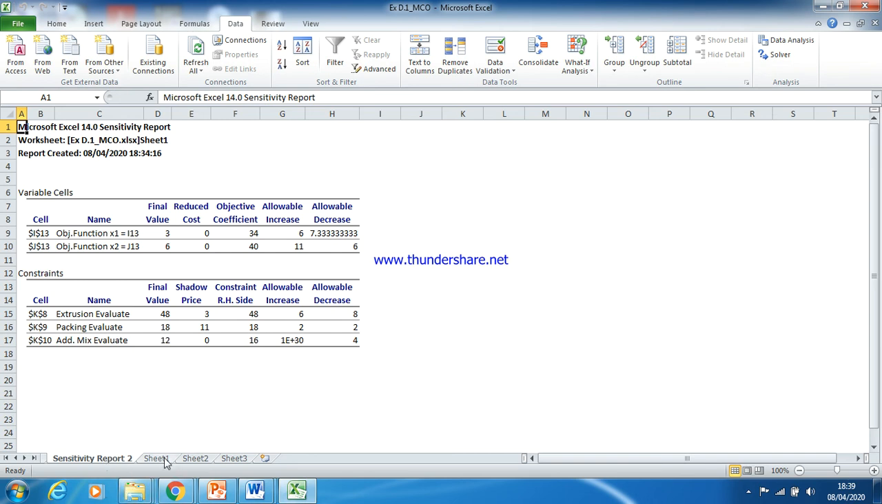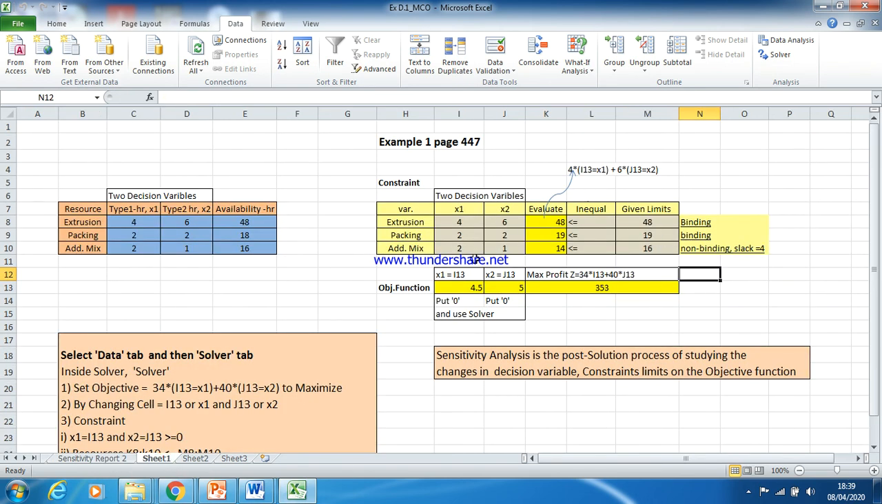Okay, so this is how we do the sensitivity analysis. I hope you understand this. If you have any questions, please ask me.